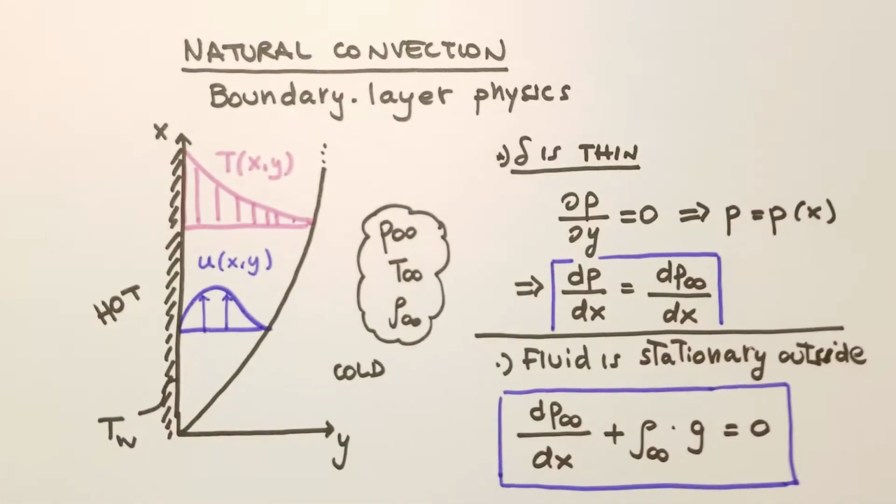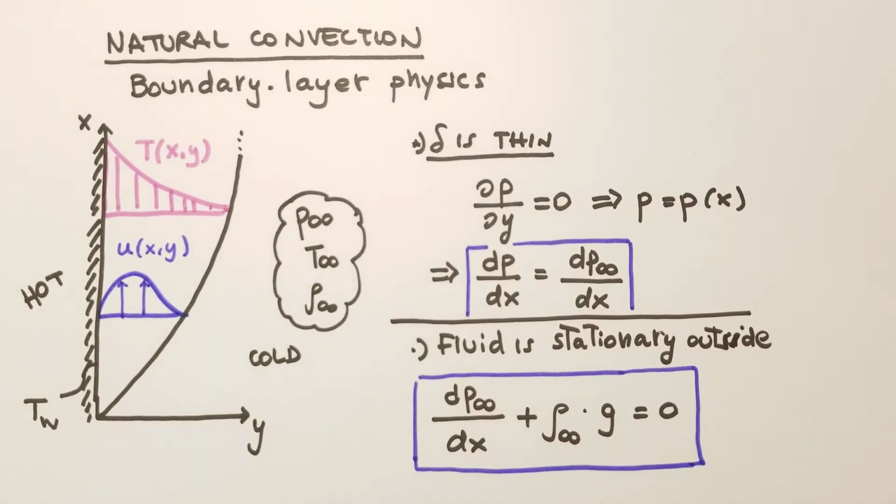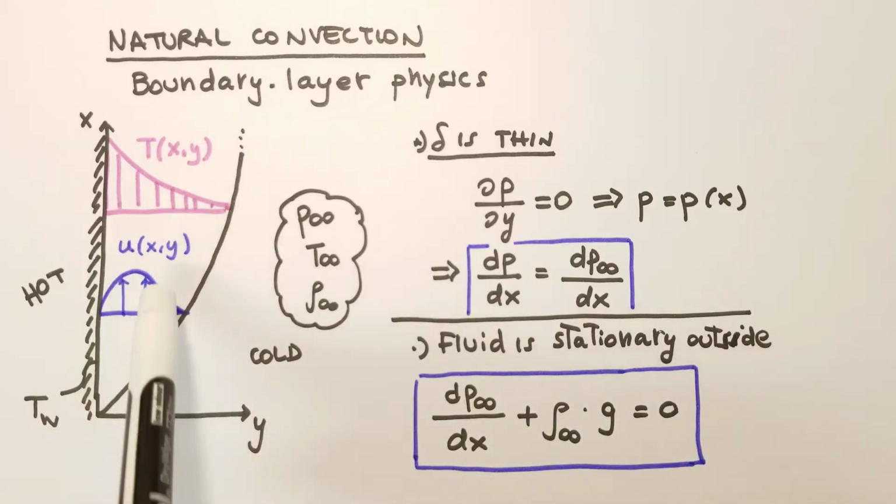So let's study natural convection in a boundary layer. We take a case where we have a laminar flow. We assume the Prandtl number to be about 1. So the heat transfer effects will be comparable with the diffusion of momentum, so the thickness of the thermal boundary layer will be comparable with the thickness of the velocity boundary layer.